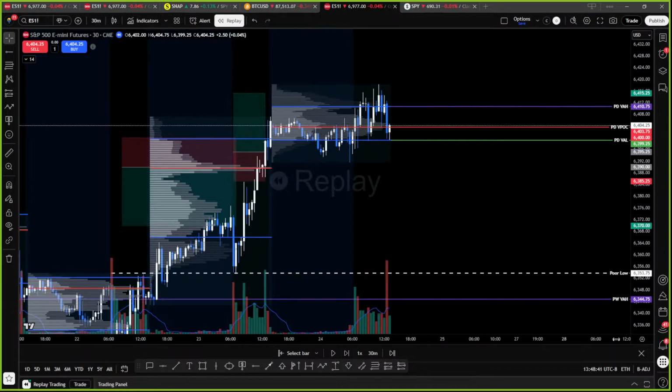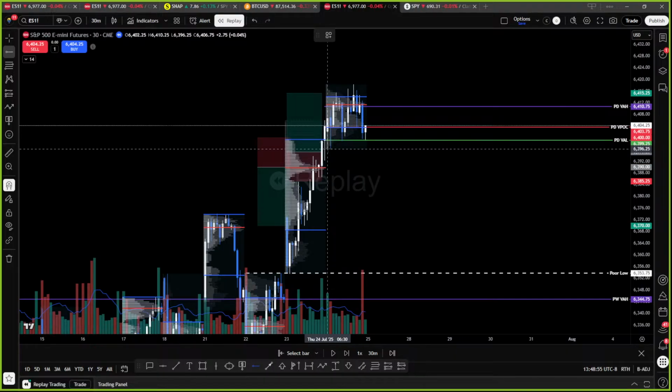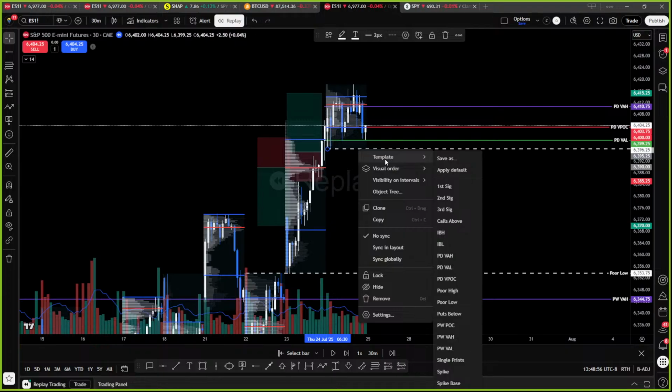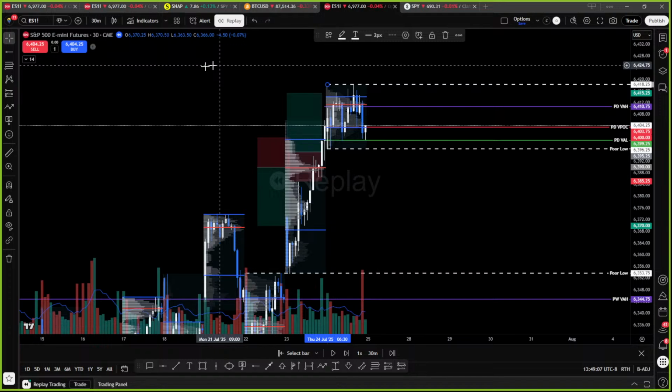And then RTH. We have some single prints at the bottom. Oh, wait. No, we don't. Sorry. Poor low. Poor high. All right.